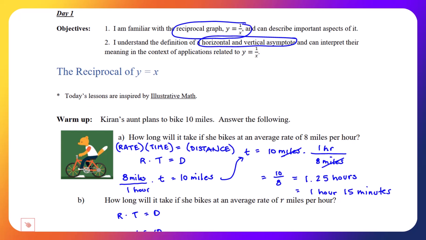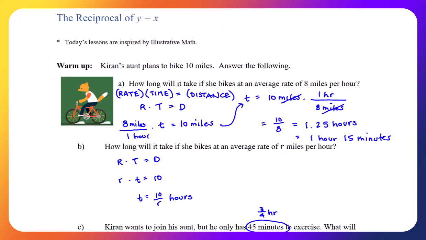Unit 3, Day 1. In this lesson, we're going to talk about y equals 1 over x and about horizontal and vertical asymptotes. In the warm-up, we're going to need to use something that you've used in the past.